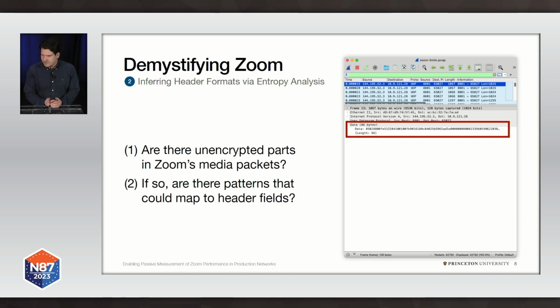Zoom states that all of their traffic is encrypted, but we were naturally curious and were wondering if there are potentially any unencrypted parts in their packet headers. And if so, whether we can find any patterns in those unencrypted parts of the packets that could potentially map to either their own proprietary protocols or potentially to a widely used protocol like RTP, for example.